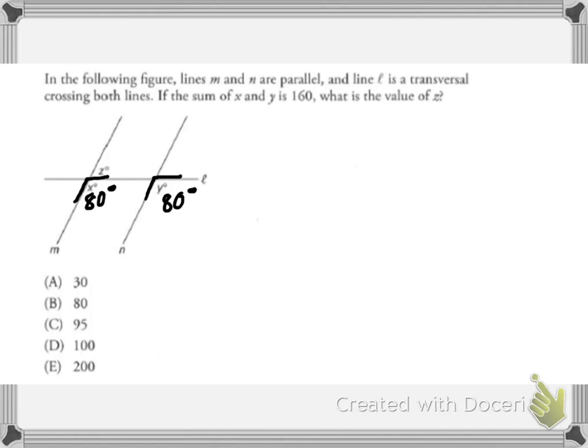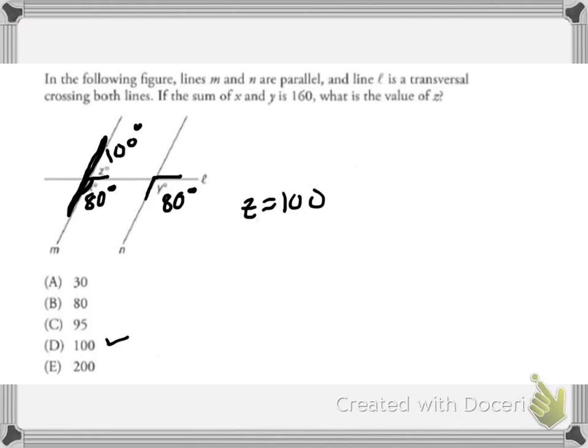Well, now we can find the value of z. Again, a straight line's 180 degrees, so if this one right here is 80, then z has to equal 100 in order for this to make a straight line or 180 degrees. So the answer is D.